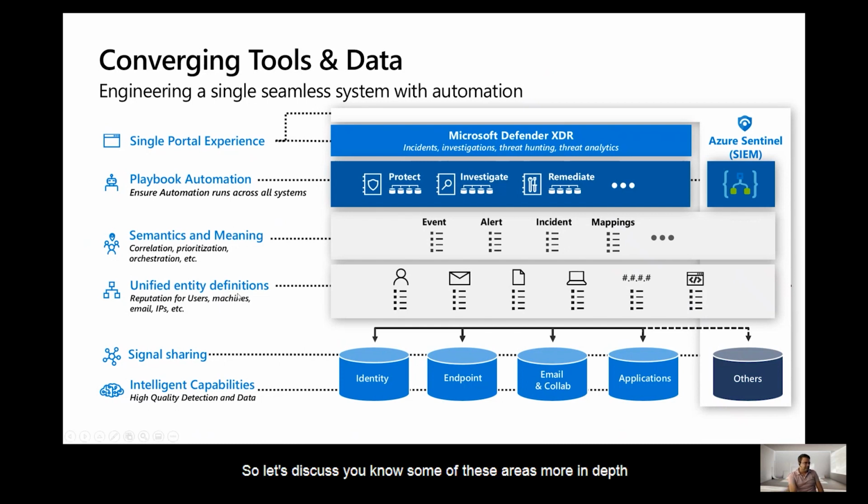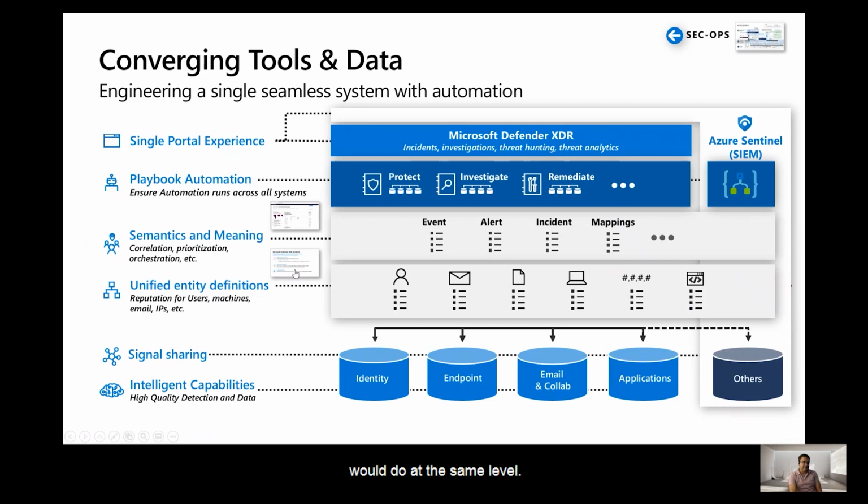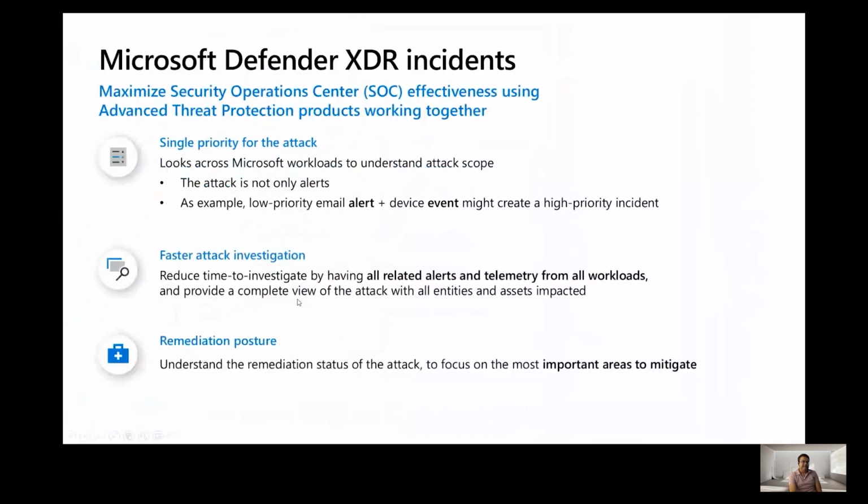Now let's discuss some of these areas more in depth, from an event and alert mechanism and orchestration perspective at the XDR level, and how some of these things are done in slightly more detail. So let's start with incident management handling, event data correlation, and how exactly XDR does something which is different from the way you would do it at the SIEM level. Let's start with that.